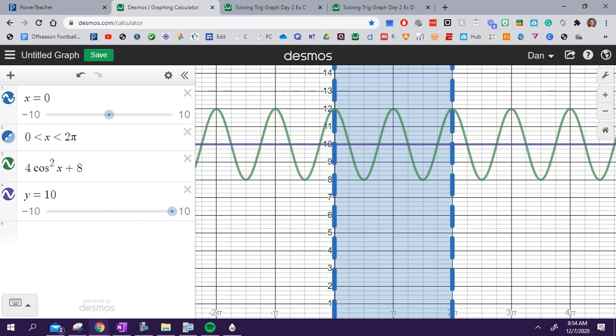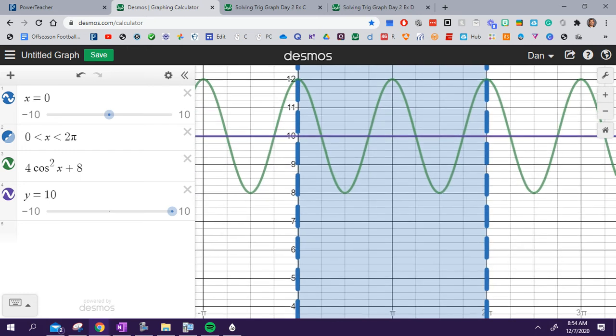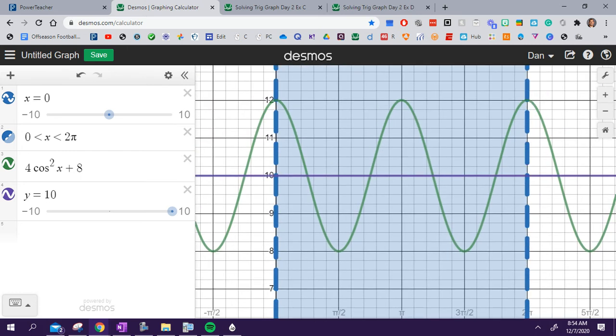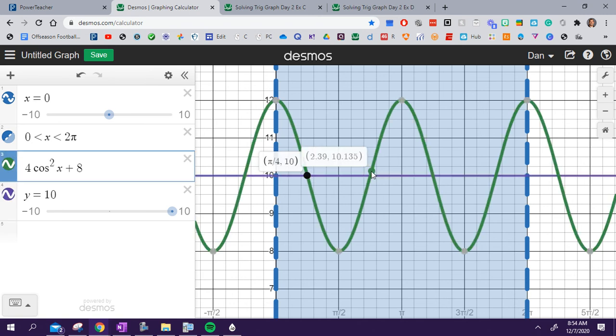That's an important aspect to what we're doing, okay? So if I look up here at this graph in between 0 and 2 pi, how many times am I equal to 10? Well, right there, pi over 4, 3 pi over 4, 5 pi over 4, and 7 pi over 4. Okay, those were my answers. That squared there gave me a lot more answers. Everybody kind of see what's happening with that?